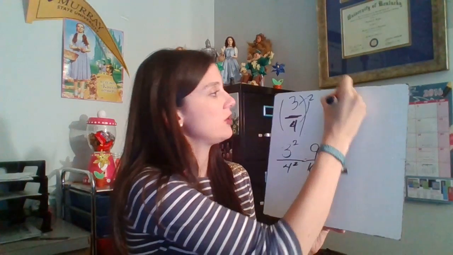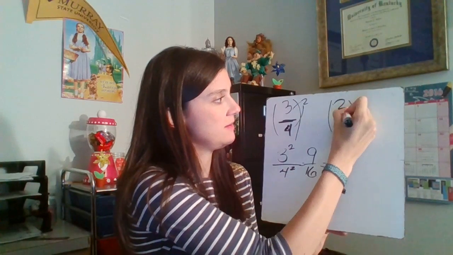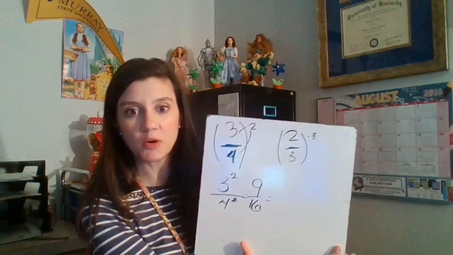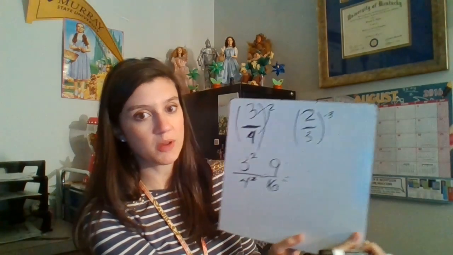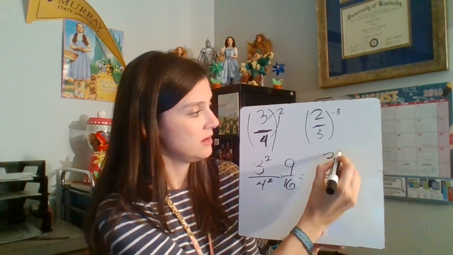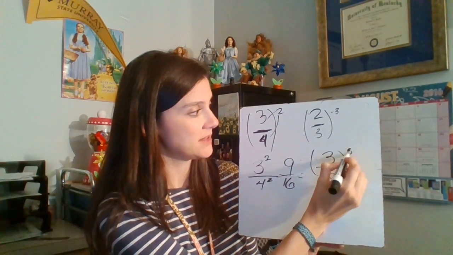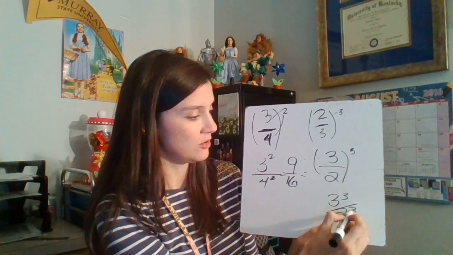And then 2/3 to the negative 3rd power. So 2 over 3 to the negative 3. The exponent is negative. Flip the fraction, make the exponent positive. So we've got 3 over 2 to the positive 3 power, or 3 cubed over 2 cubed, for that last one.